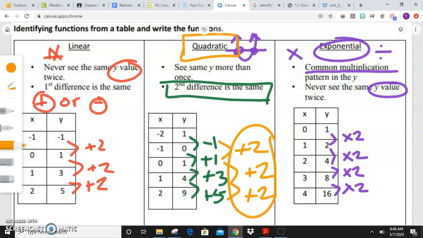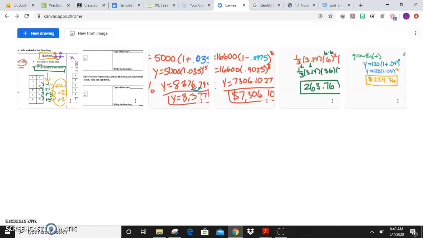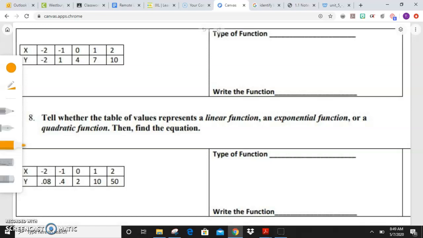Now we could assume that it was quadratic because right here there was no same rate and there was no same ratio. So that is just a few different ways. All right, so I'm just going to do 2 more examples just so we get a little better at this.